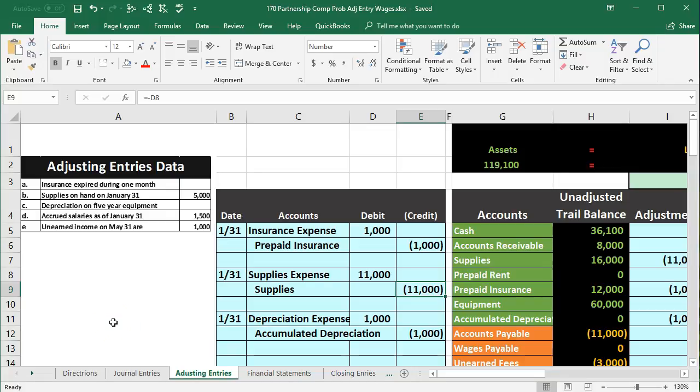In this presentation, we will be continuing on with our partnership comprehensive problem, adjusting entries. We are on the adjusting entries tab. We will be doing an adjusting entry related to wages or salary or payroll.